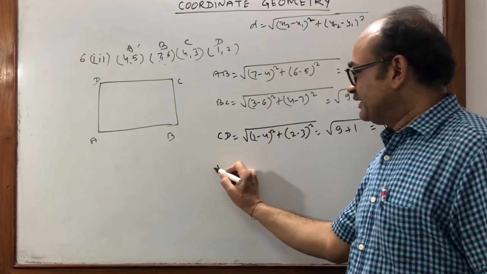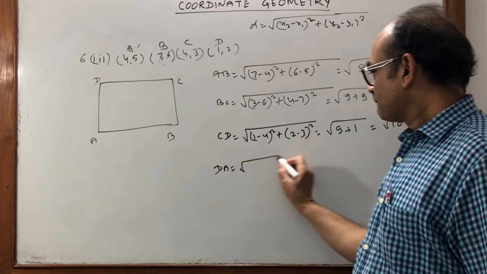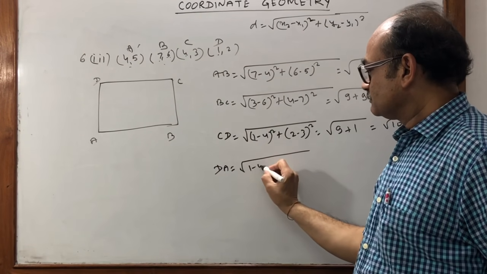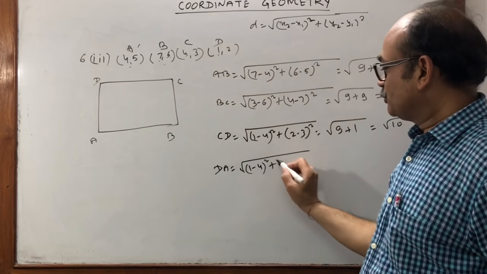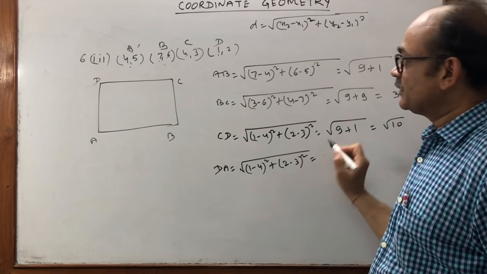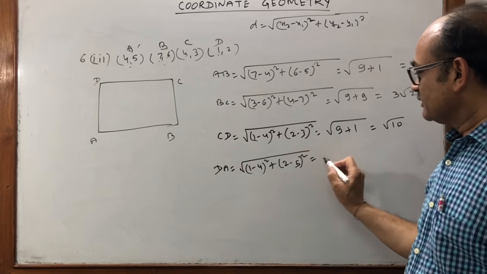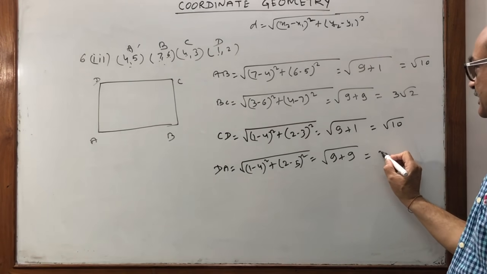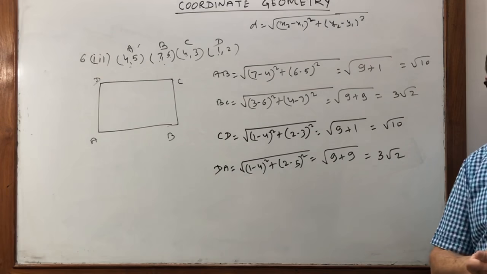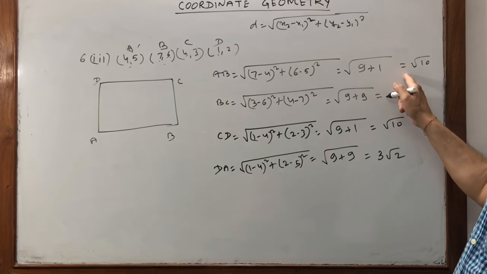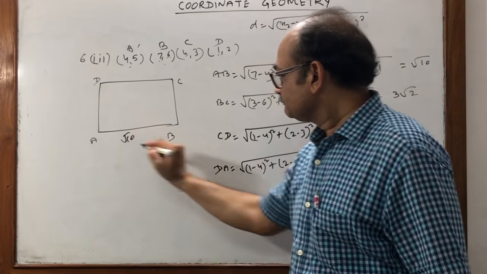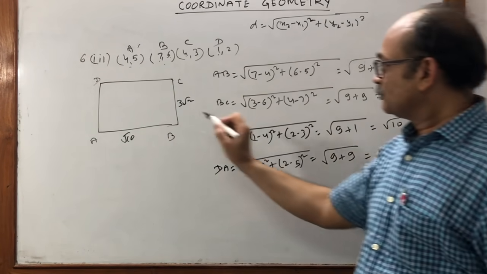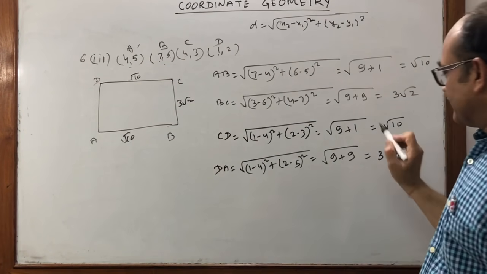And the last, DA: 1 minus 4 the whole square and 2 minus 5 the whole square. What are we getting? 9 plus 9, that is 3 root 2. What is the conclusion? AB is root 10, BC is 3 root 2, CD is root 10 and DA is 3 root 2.